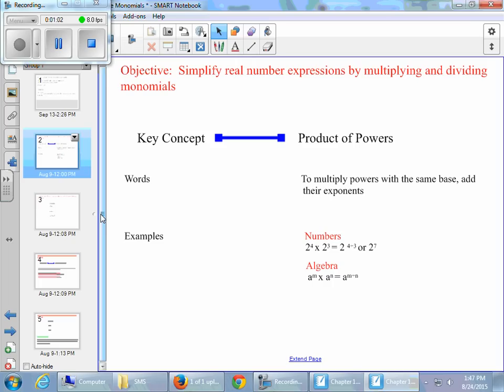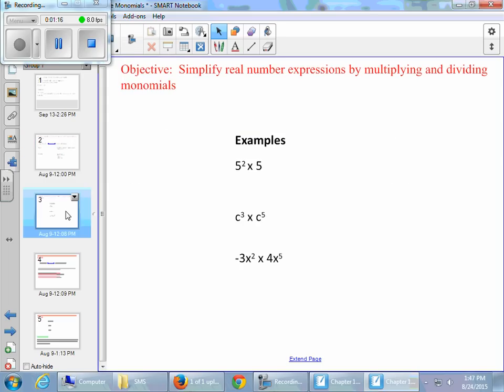In algebra terms, we have a to the m times a to the n equals a to the m plus n. The base a stays the same, and then you're going to add the m plus the n. We're going to do a couple examples of product of powers right now. First example, we have 5 to the 2nd times 5.